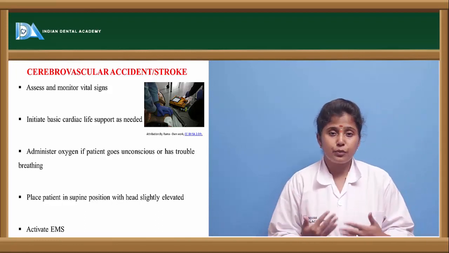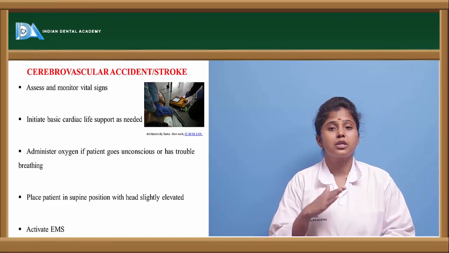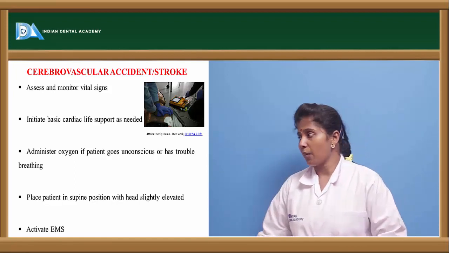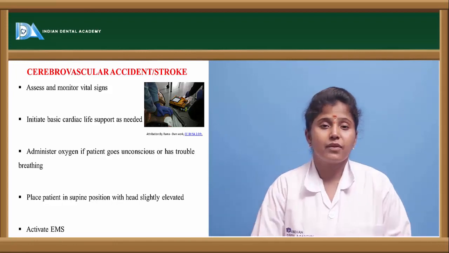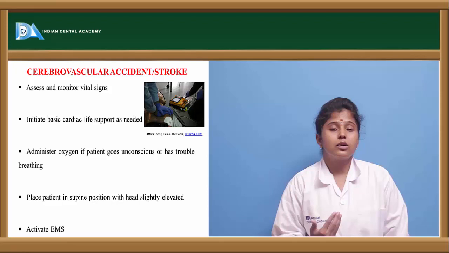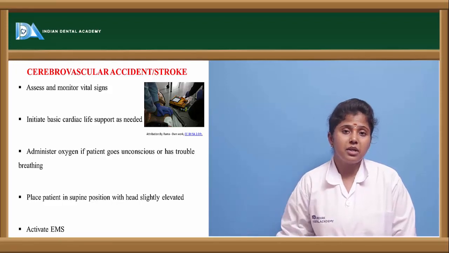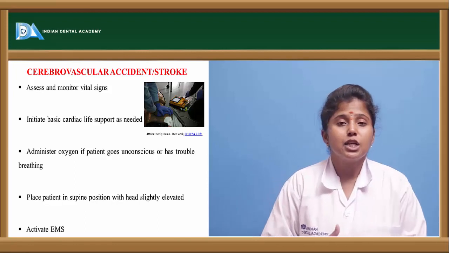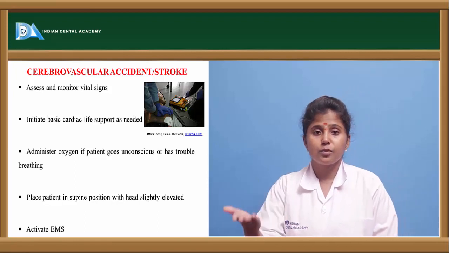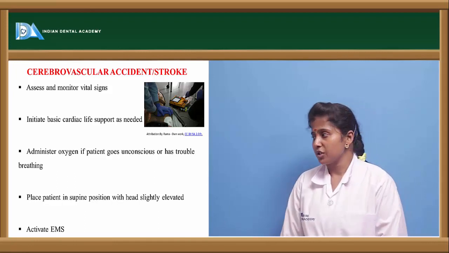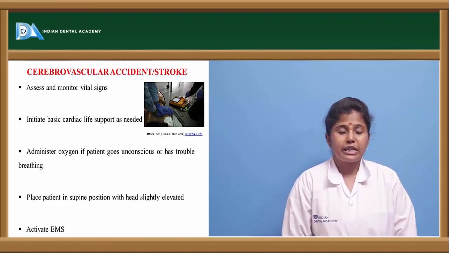If a person is unable to breathe or his heart rate is not proper, then we need to put pressure on the heart, and thereby the heart rate becomes proper. Administer oxygen if the person becomes unconscious. If a person is unconscious because of difficulty in breathing, then immediately the person should be given oxygen supplement and placed in supine position. The person should be placed either in the resting position or in the reversed position, and thereby we need to activate the EMS.